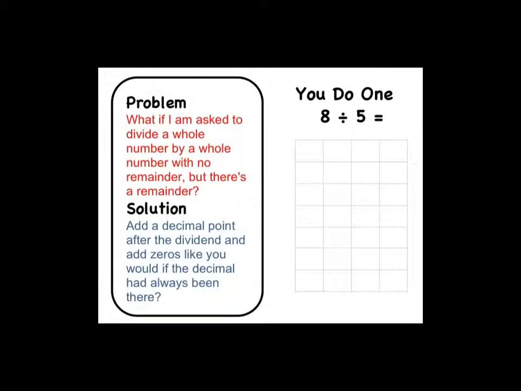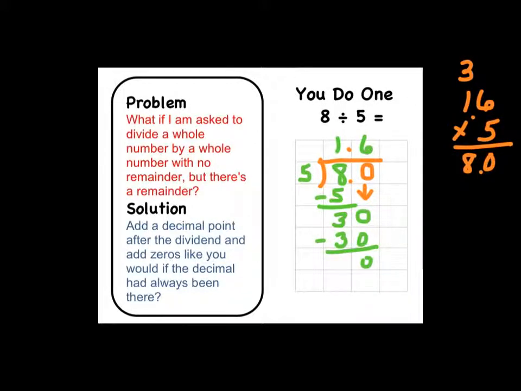75/100ths. Now pause the video while you solve this problem on your own. Just a hint, the problem would be set up 8 divided by 5. Did you get your answer of 1 6/10? Well, if you checked your work by multiplying, you would know that you did.